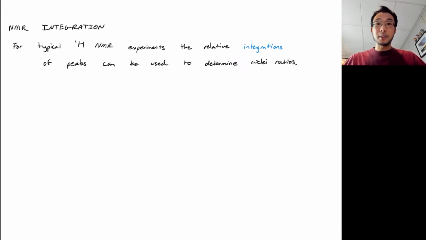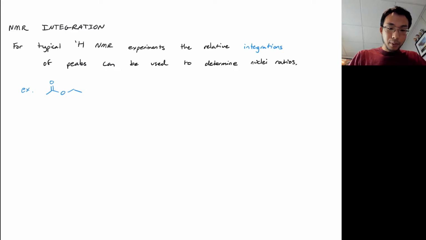In this video, we will learn about how integration is used to determine the ratio of nuclei in NMR spectroscopy. So for a typical proton NMR experiment, we are able to take the area under the curve of our signals, that's called the integration, and compare those integrations of all the signals to get to the relative ratio of protons that are being shown in the NMR spectrum.